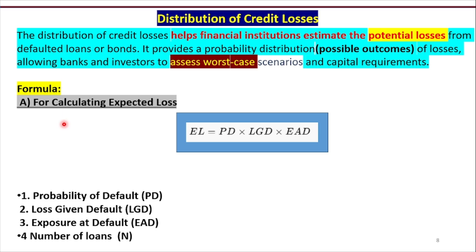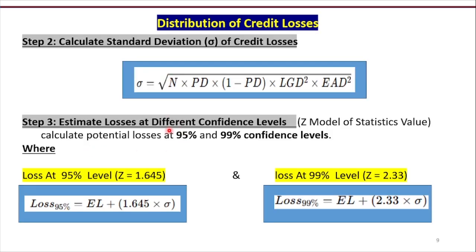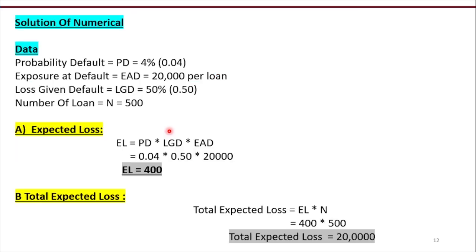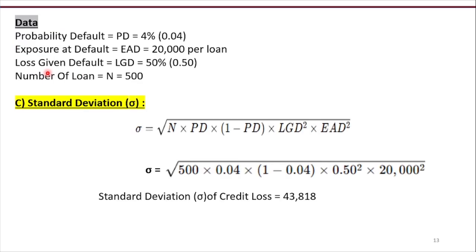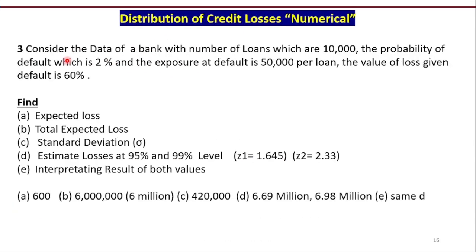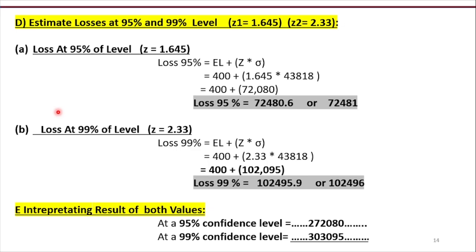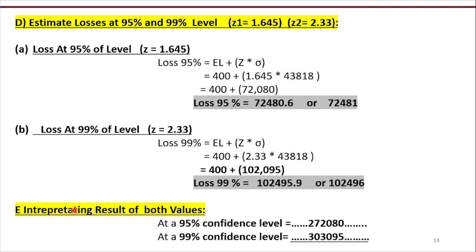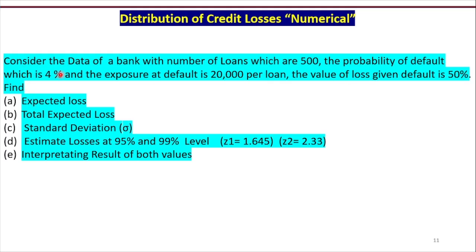This is the pre-numerical requirements, formula and abbreviations and steps. Okay, let's start the numerical and see how a numerical is going to be solved. I have 3 numericals: numerical number 1, numerical number 2, and numerical number 3. I have explained numerical number 1. You have to do numerical number 2 and number 3. I have written down the answers of these, and you have to match the answers of these 2 numericals. Okay, let's start.